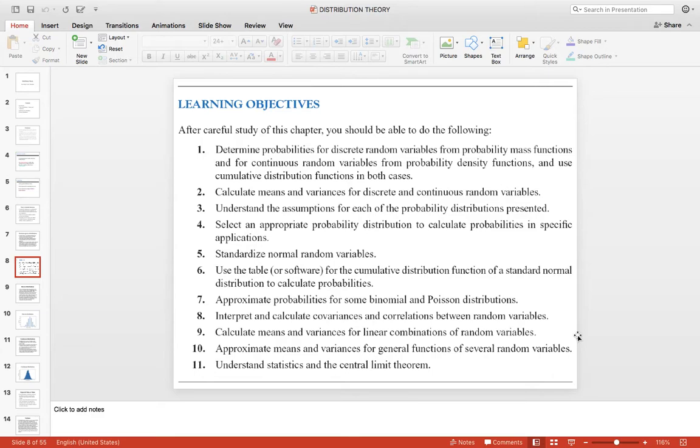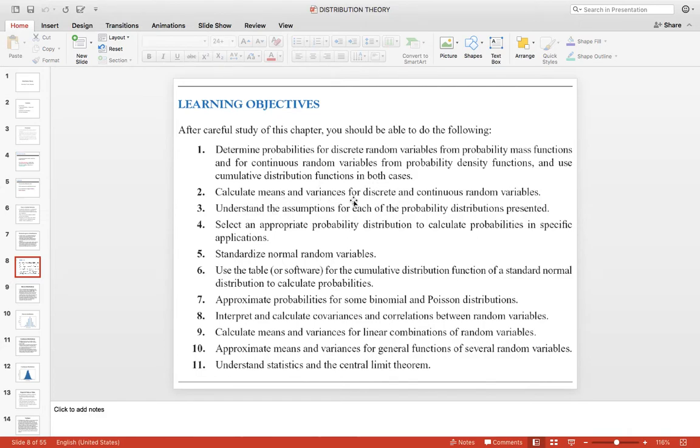So what is the learning objective of this class? After the study of this presentation, you should be able to do the following. Determine the probabilities for discrete random variables from the probability mass function, and for continuous variables from the probability density function. So what you need to note over here is the probability mass function pertains to discrete variables. Probability density function pertains to continuous random variables. Okay? And you should be able to find out the cumulative distribution function in both these cases.